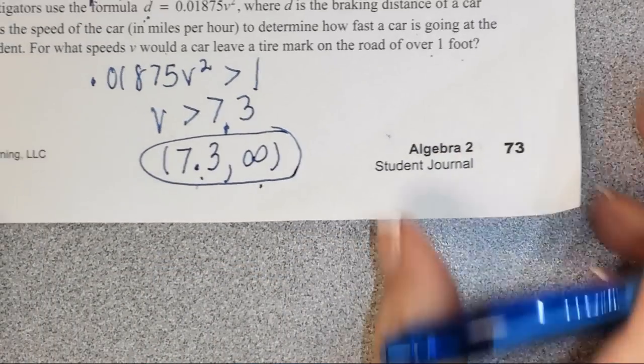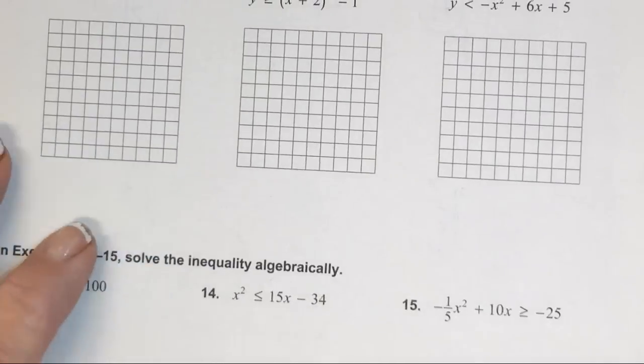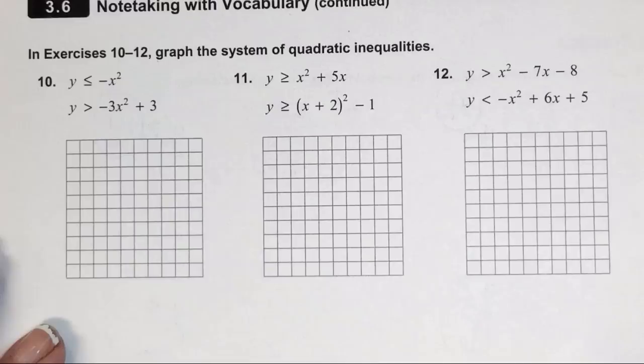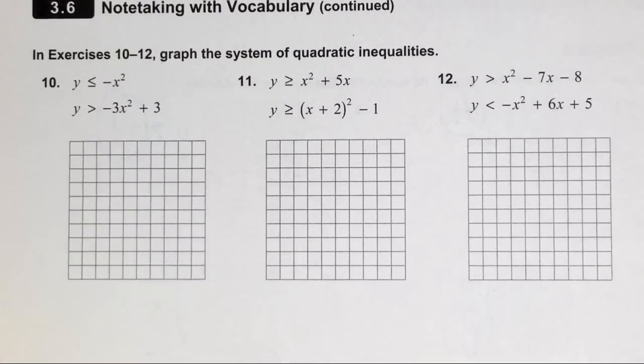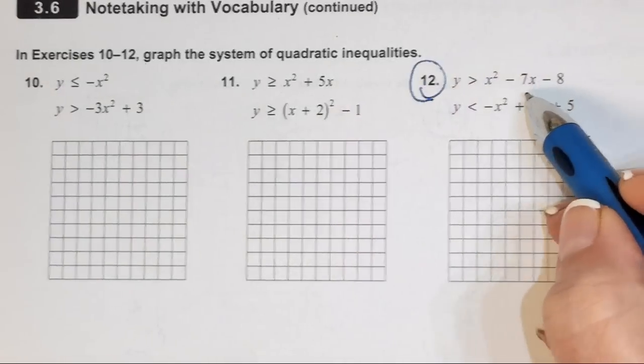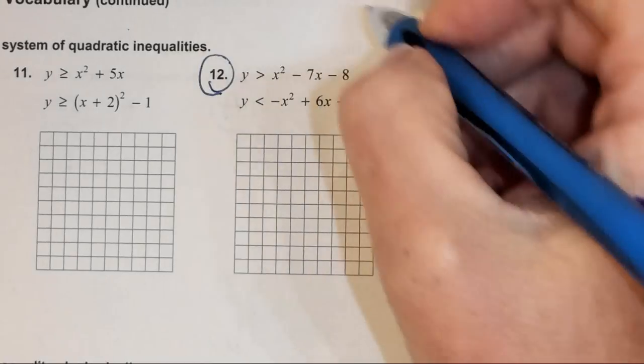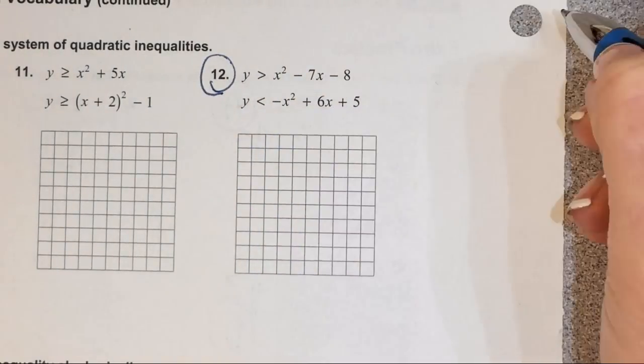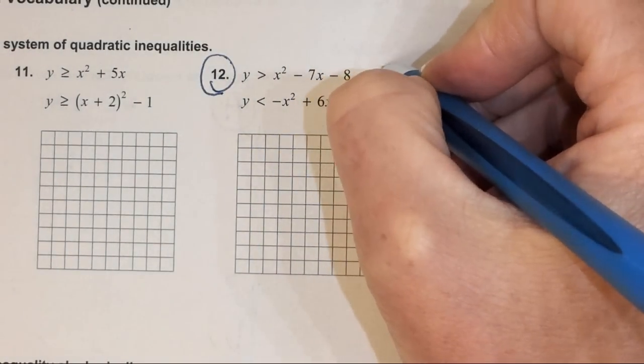All right, let's flip over to the back. Okay, so now we're going to have to graph systems. So to graph systems, that means we have 2 equations that we have to graph. So let's do number 12. To graph number 12, I'm going to have to find the vertex. Watch how I find the vertex. You can use negative b over 2a if you want. I prefer to find the vertex this way, though.